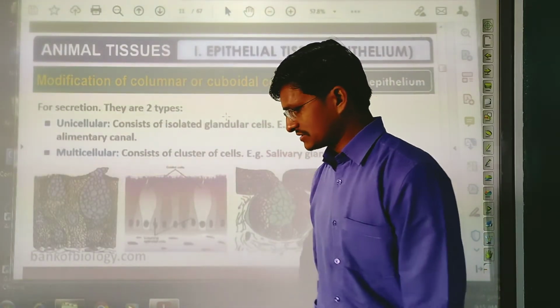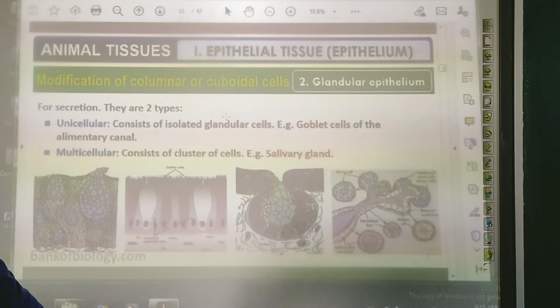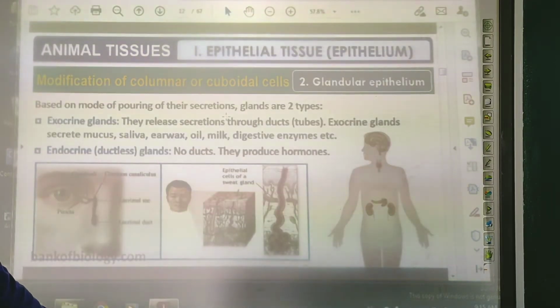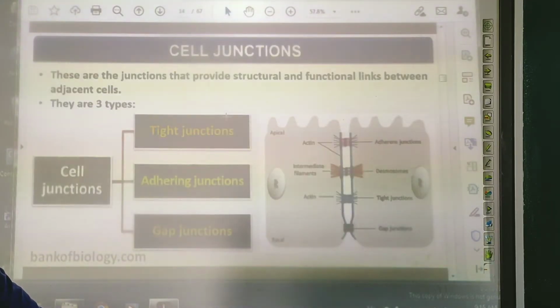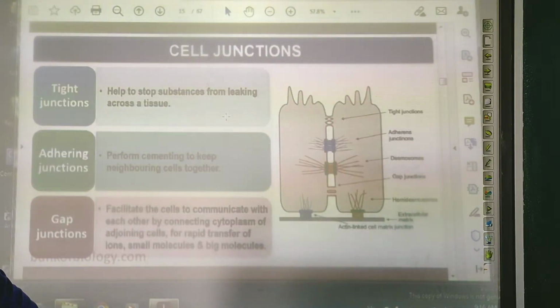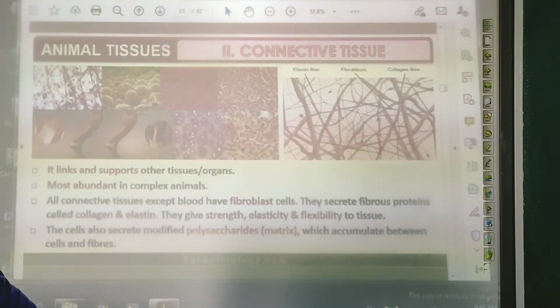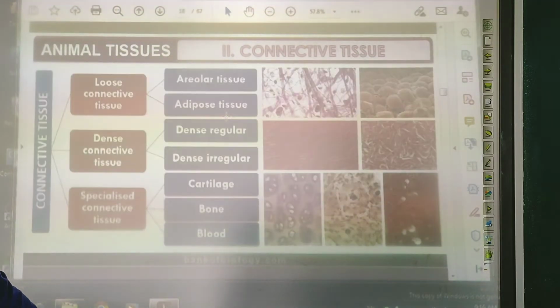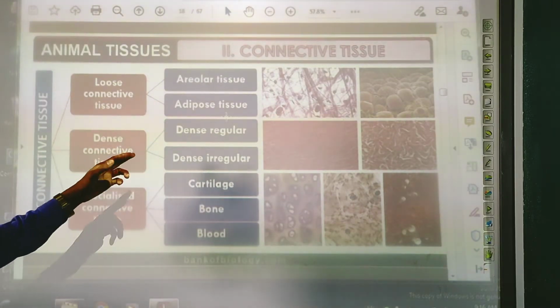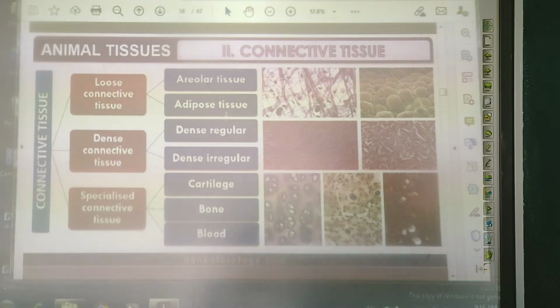Here are some slides for you. Cell junctions, when two cells join together: tight junction, adherent junction and gap junction, all these we have discussed. Next is connective tissue, that also we have discussed, like blood corpuscles. Here are some connective tissues: loose connective tissue, dense connective tissue and specialized connective tissues.